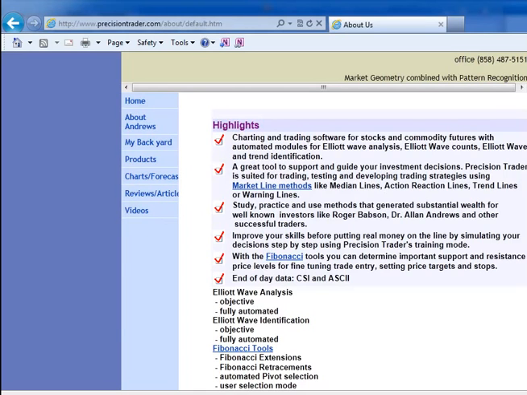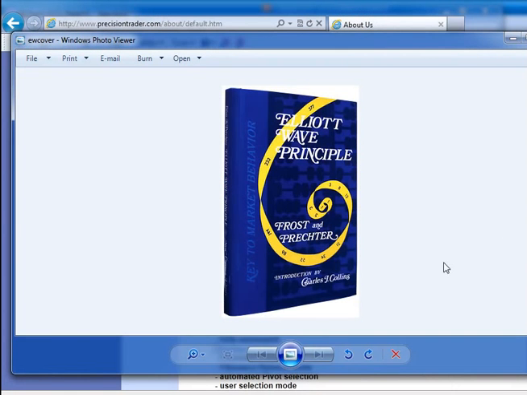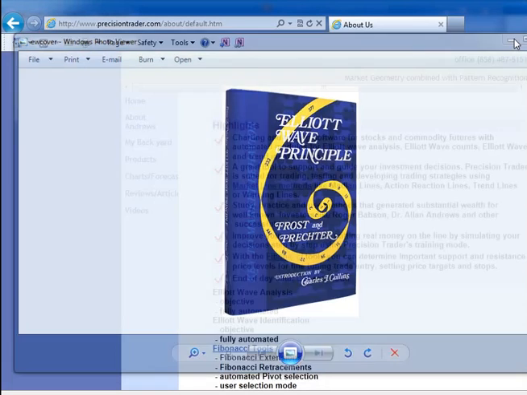First of all, what is Elliott wave for those of you that don't know? It's an incredibly complex theory that has certain ideas about how prices move and that they move in a certain fashion, and we'll show you more detail about that in a minute.